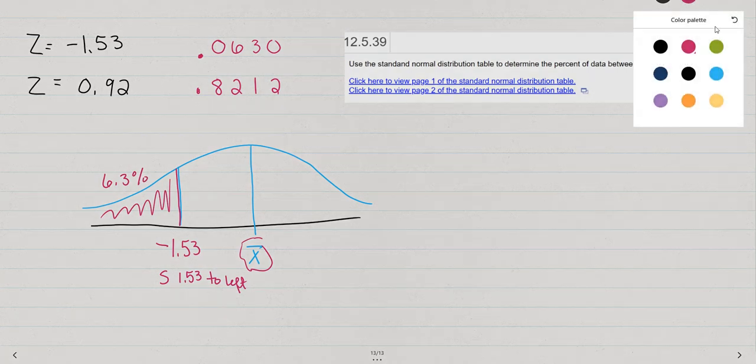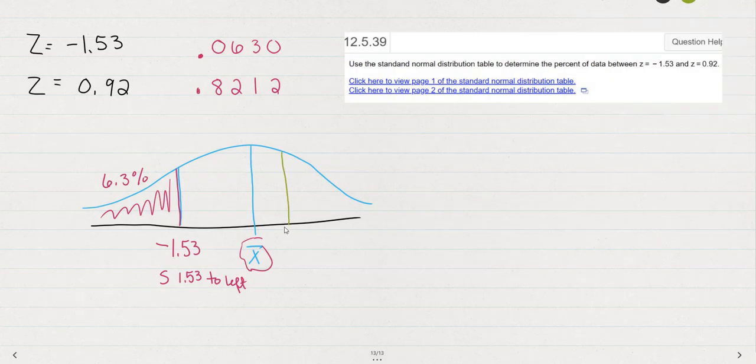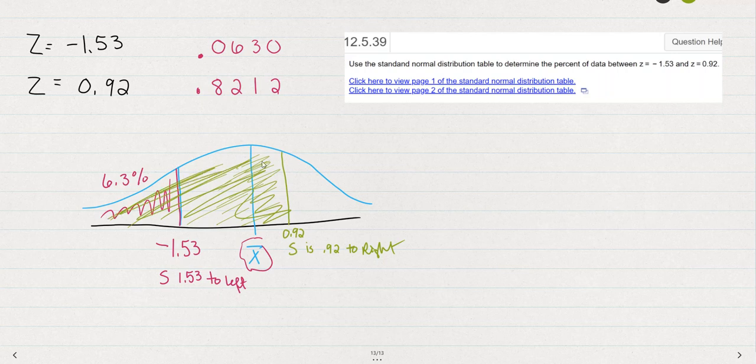But look at what happens with this z-score that's here to the right. It's almost 1 standard deviation to the right. That positive z-score is putting me to the right, so it's going to be at least 50%, right? This is 50%. Then also this little segment. So it's not a big surprise that it's 82%: 50% over here, plus a little bit more here to the right of the mean.